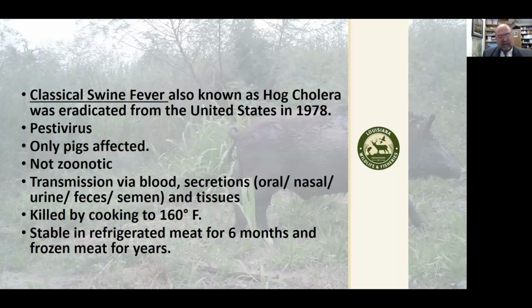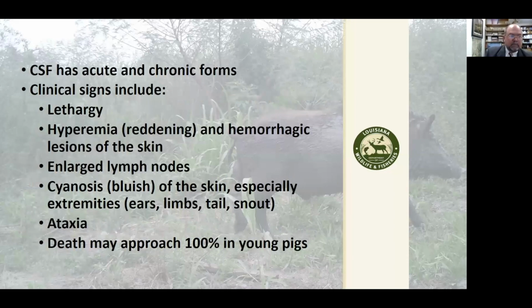And these are some of the interesting numbers. It's stable in refrigerated meat for 6 months or frozen for years. It has acute and chronic forms. Typically it causes lethargy. They're laying around, with reddening and hemorrhagic lesions to the skin and large lymph nodes. Cyanosis, so the extremities, ears, limbs, tail, and snout turn a bluish color. They get ataxic or wobbly, and a lot of the young pigs especially may die from this disease.